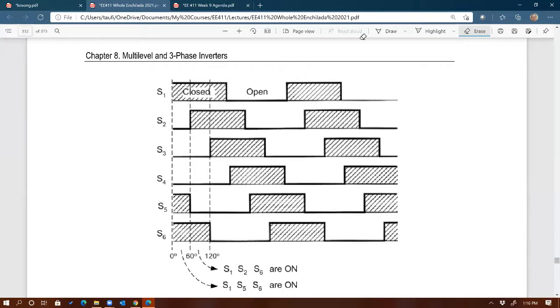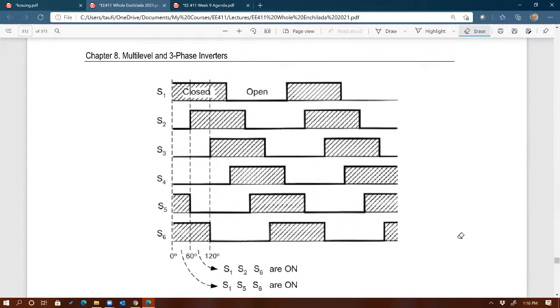1 right there, and 4 right here. You see that? They're complementary, right? If one is on, the other one is off. Same thing with S2 and S5, it looks like, right? S2 and S5 complementary. S3 and S6 also complementary, right? Any questions so far? So 50% duty cycle, 3 overlapping at any given time, right?